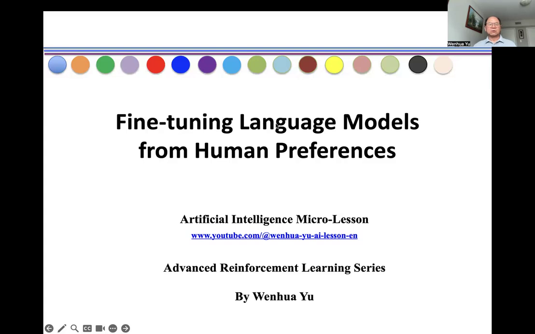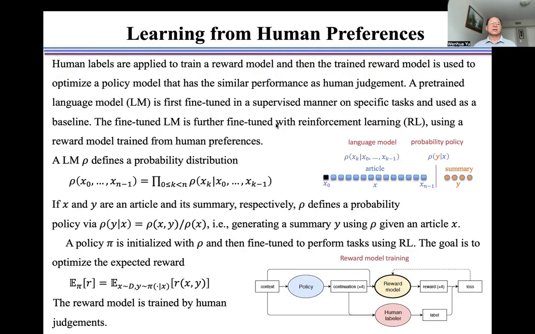In this video, I introduce fine-tuning language models from human preferences. Human labels are applied to train a reward model, and then the trained reward model is used to optimize the policy model that has a similar performance as human judgment.